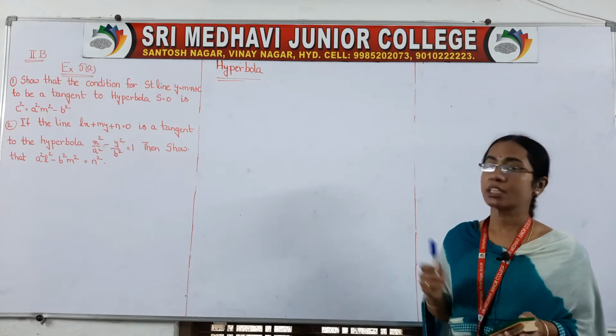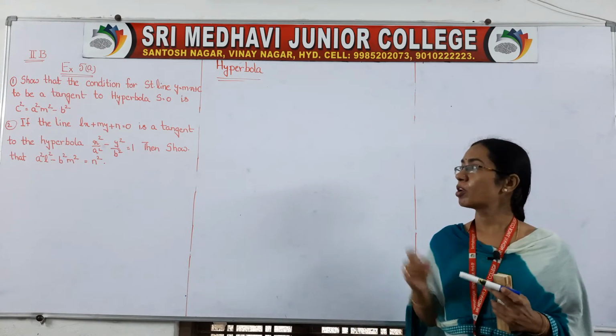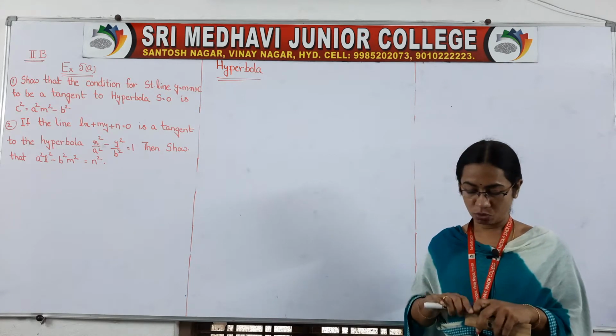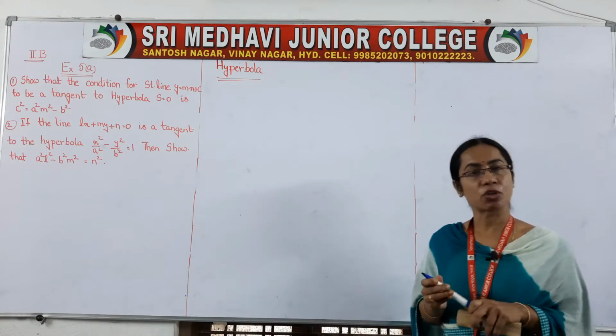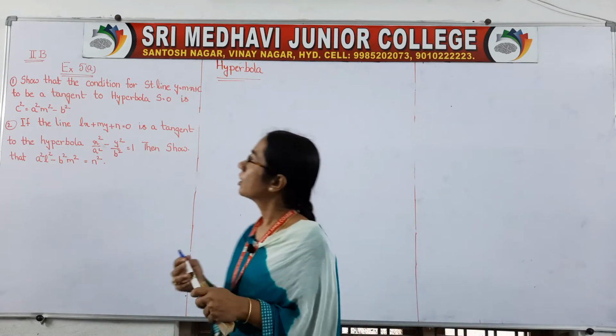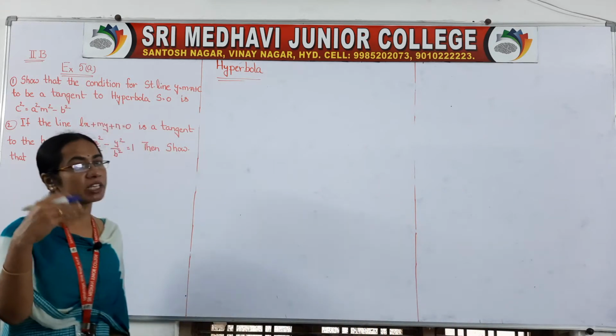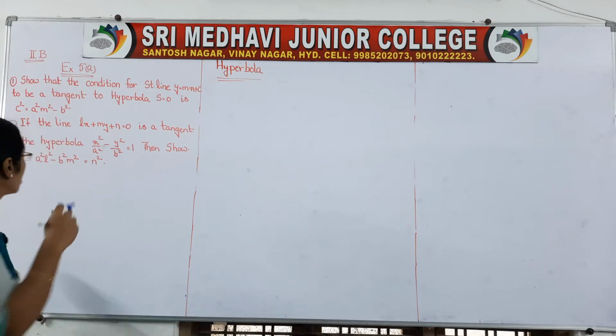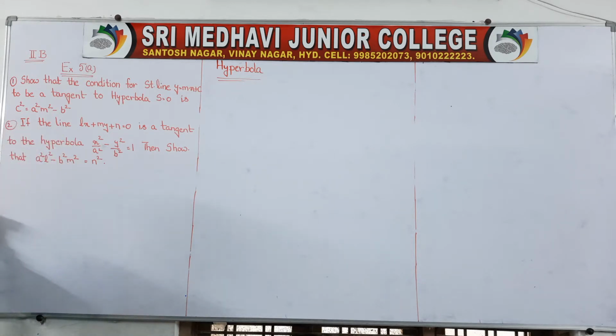So we are dealing with the hyperbola. Two problems we will deal with today. These two problems are: two lines are given to you, and we have to show the condition for those two lines to be a tangent to the standard hyperbola. So first we will take the first question.